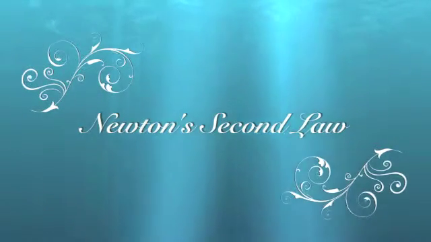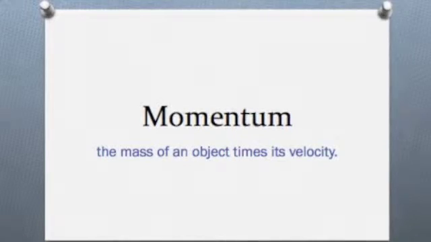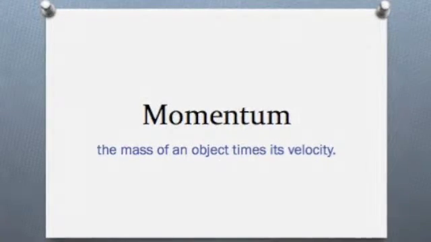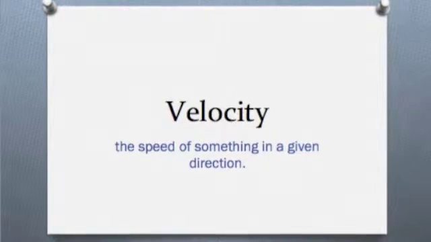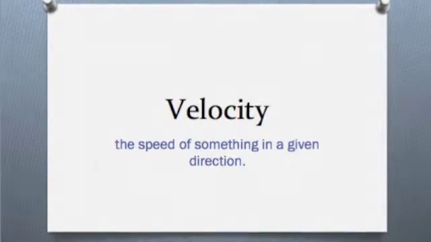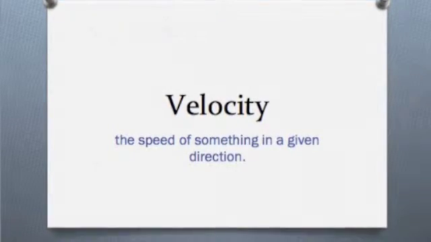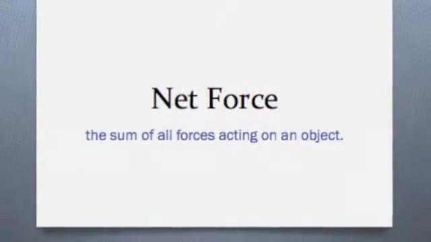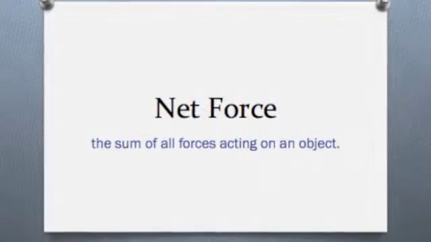The second law states a force to be equal to the change in momentum with the change in time. Momentum is defined to be the mass of an object times its velocity. Velocity is the speed of something in a given direction. There also needs to be a net force higher than 0. The net force is the sum of all forces acting on an object. It is capable of accelerating a mass.